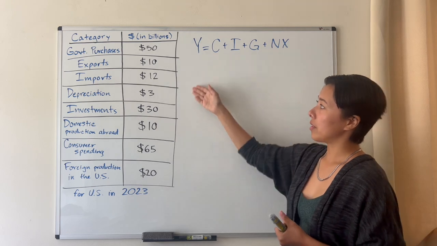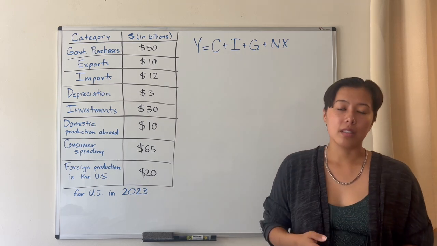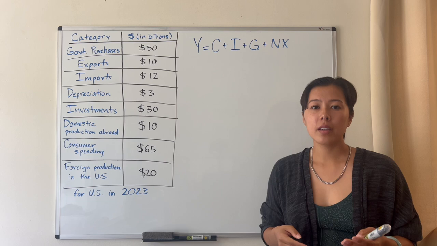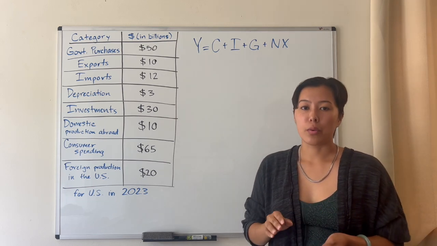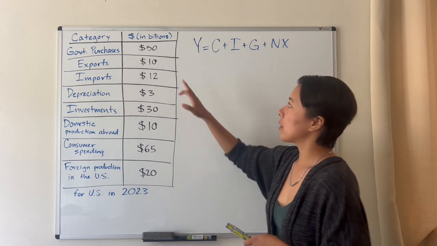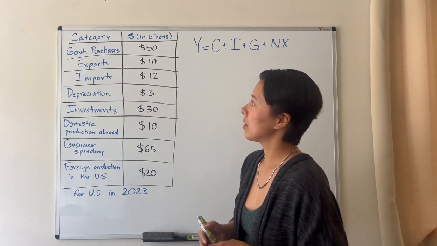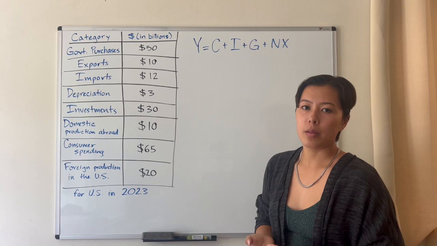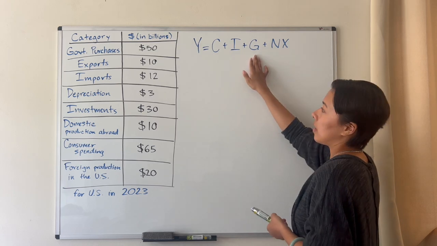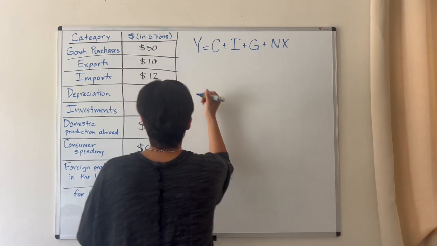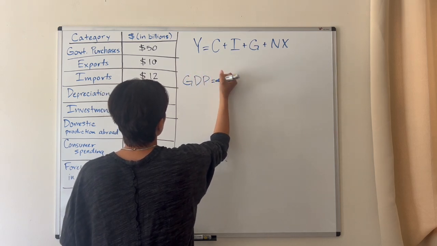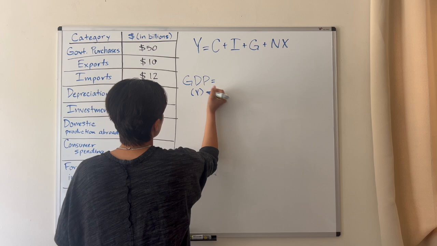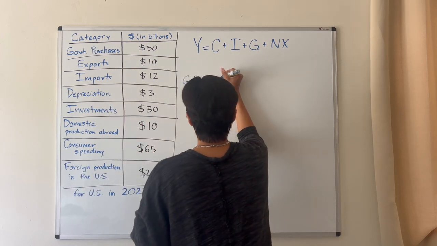So we're just going to go down this table and say, is this item a component of GDP? And if it is, we'll add it in our formula. If it's not, we'll just ignore it. So first, we're looking at government purchases. Is government purchases a component of GDP? Yes, we know that it is. So we'll start our formula like this. GDP, or Y, is equal to 50.